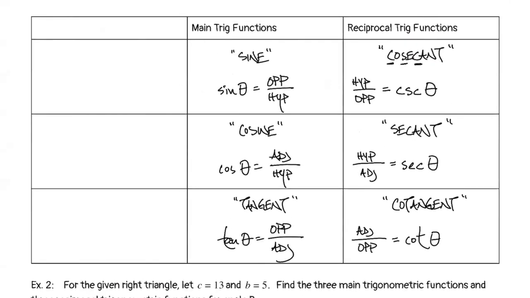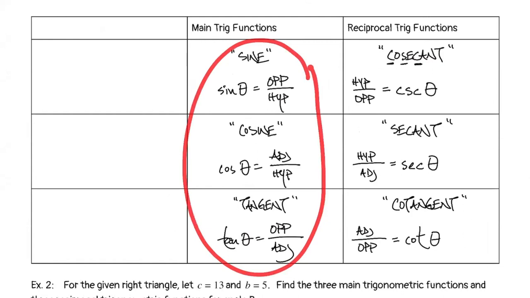All right. I know that it can be overwhelming to see all the different letters and all the different abbreviations. But if you know your SOH CAH TOA, which it seems like most of us did in the beginning, all we're doing for these other 3 is flip-flopping the top and bottom and giving them new names. That's it. Okay.